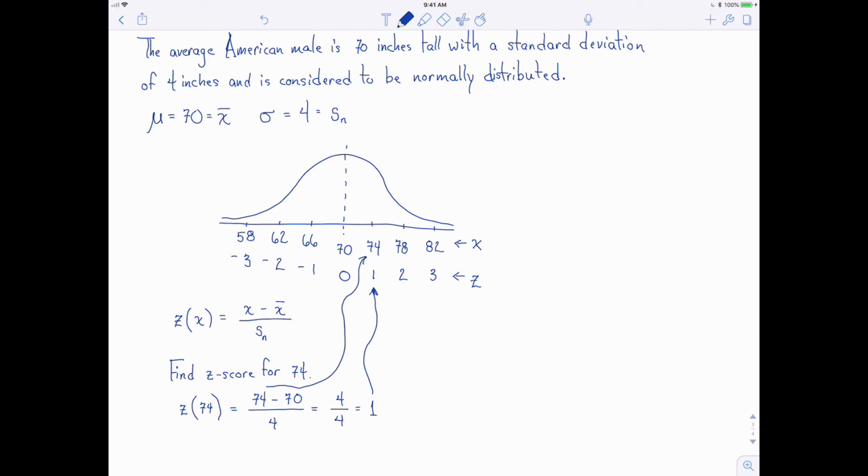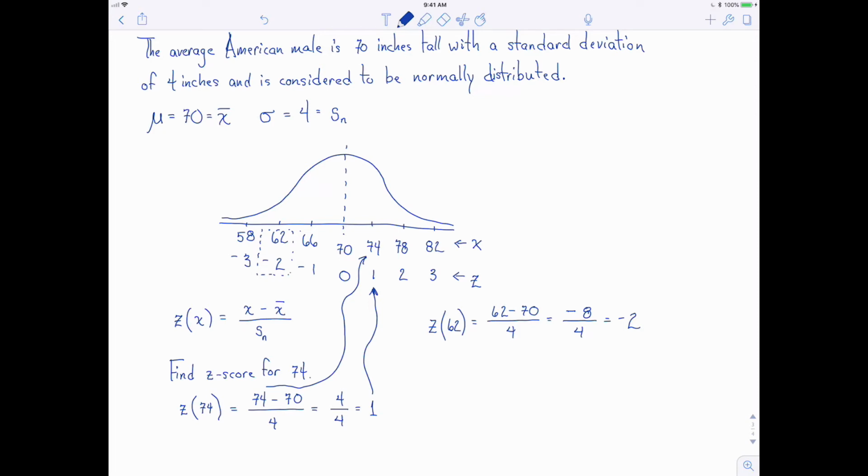Let's find the z-score. Let's try one below, like 62. So that would say you take 62, you subtract the mean of 70, and you divide by 4. Now, if you take 62 and you subtract 70, that's -8. Divide it by 4, and you get -2. And if you notice up here on our picture, that's the same thing that we have on our picture.